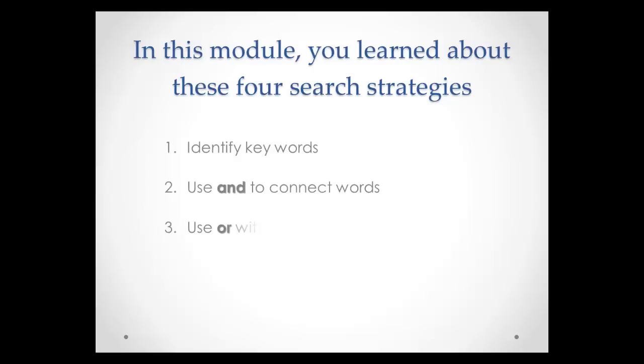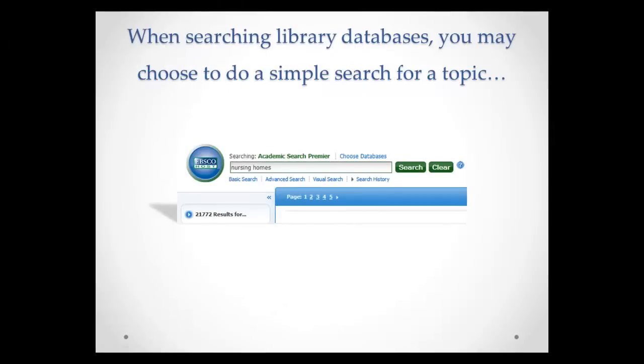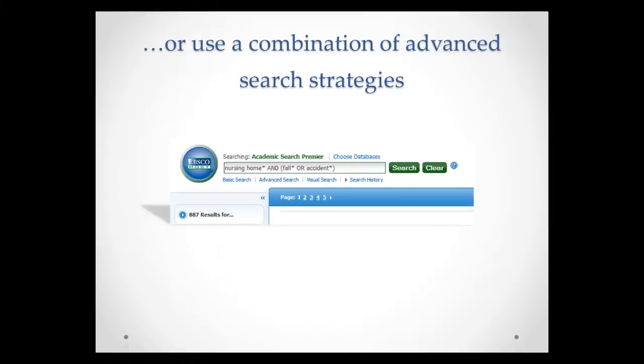In this module, you have learned about the following 4 search strategies: identify keywords, use AND to connect words, use OR with alternative words, use the asterisk to truncate words. You may choose to do a simple search for a topic, or use a combination of advanced search strategies to find specific information on your topic.